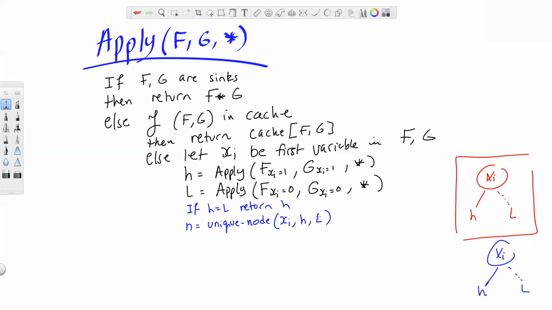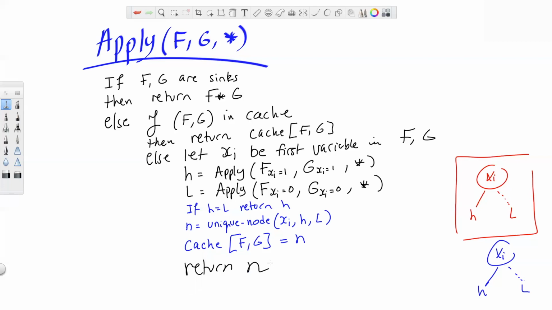Okay, we're basically done. Now that we have done these guys, you go and say, okay, let me put in the cache that I already conjoined or applied the operation to F and G, and the result was this node. And we finally return this node. Done. Okay, stare at this very simple piece of code.